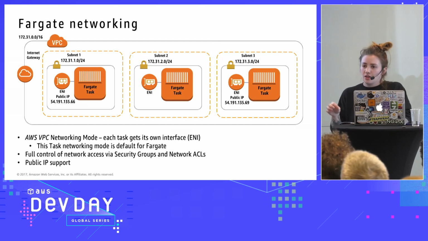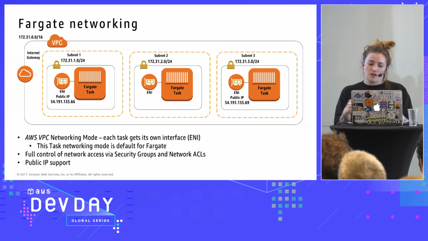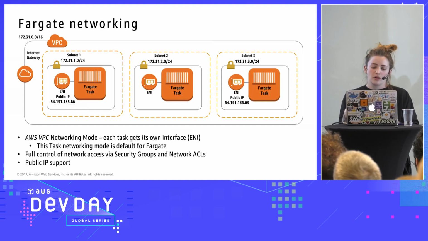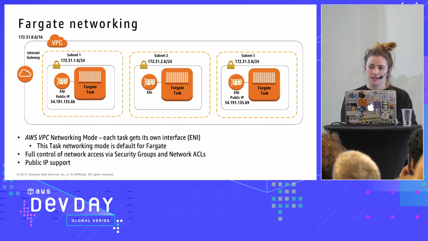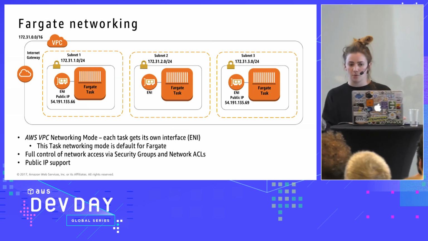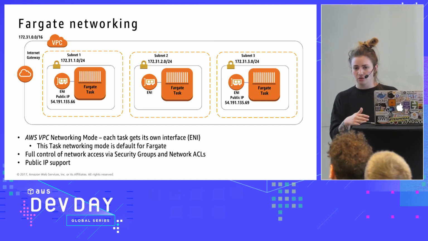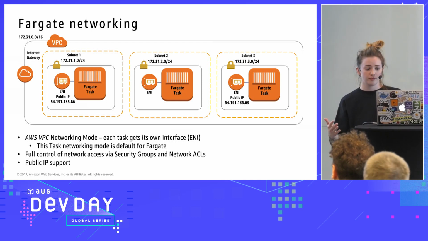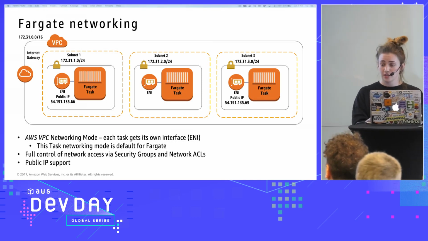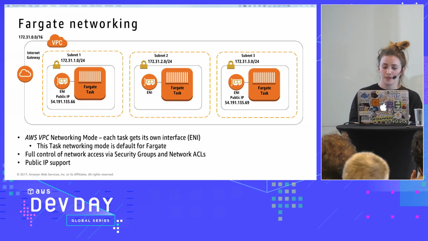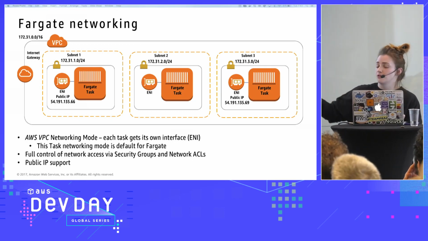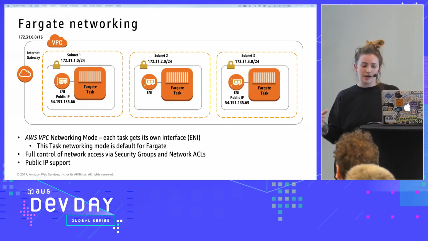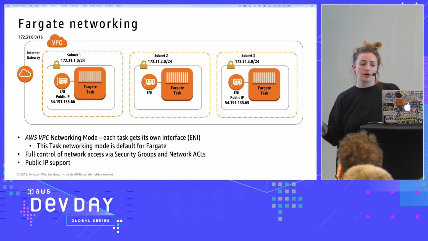In Fargate, tasks run in AWS VPC networking mode, which means that each task has its own network interface, so its own ENI. That is the default. You do not have the option to use another networking mode in Fargate. So this is one of the things that if you require another networking mode, then Fargate is not it right now. You get control for your network access through your security groups and through network ACLs.